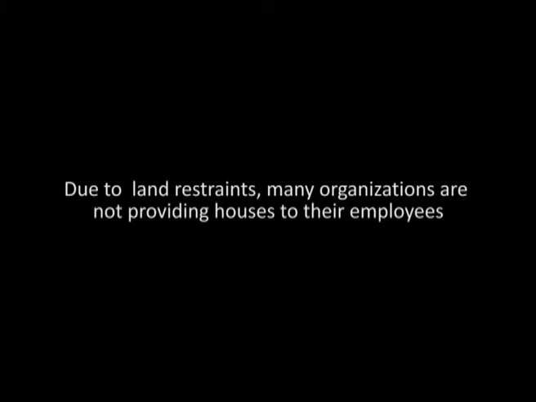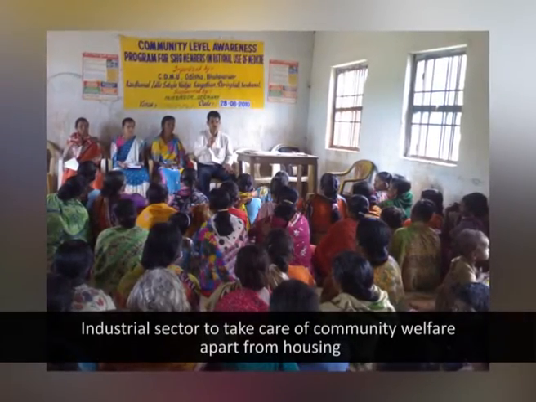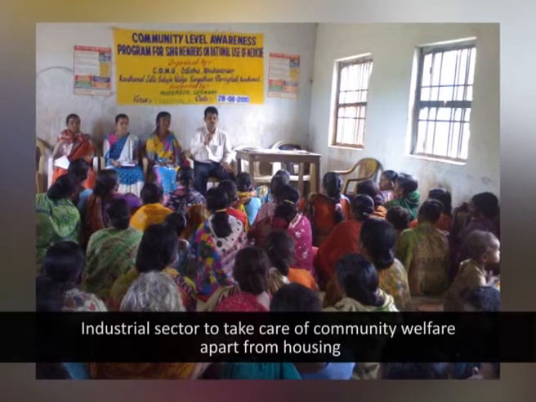We saw that due to land restraint, many organizations were not providing houses to their employees. These employees had to live far away, but with the intervention of the Labour Committee, it has been made mandatory for all the industrial sectors in India to provide houses to their employees near to the industries. This has led to all the industries providing houses to their employees, but the type of house depended on the hierarchy of work. Along with the housing, the industrial sectors also have to take care of the community welfare.